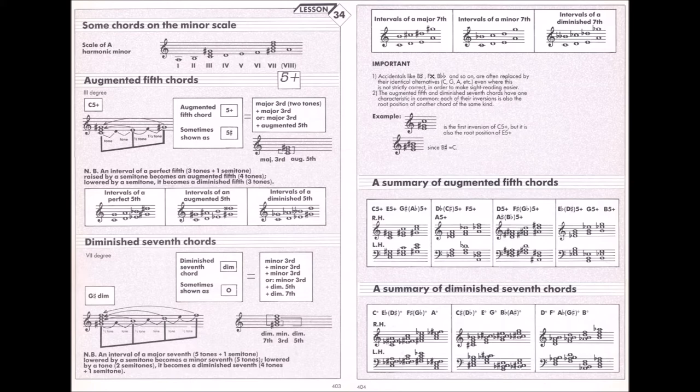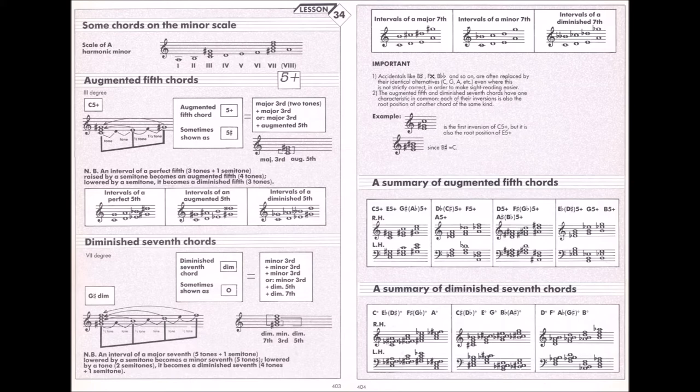It's the interval between the root note and the fifth, for example, C to G sharp, that gives the chord its name, an augmented fifth. In fact, there are three types of interval of a fifth: the perfect fifth, like C to G or D to A; the augmented fifth, C to G sharp or D to A sharp; and the diminished fifth, C to G flat, D to A flat, and so on.